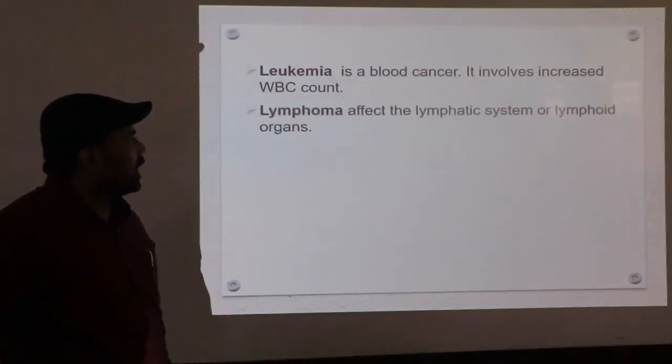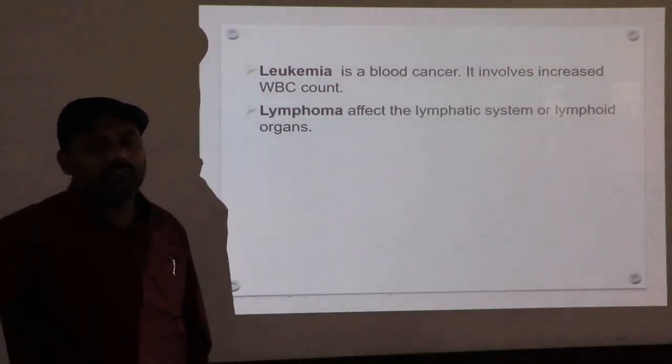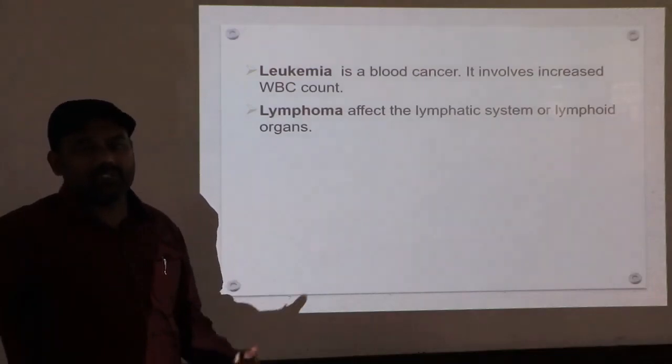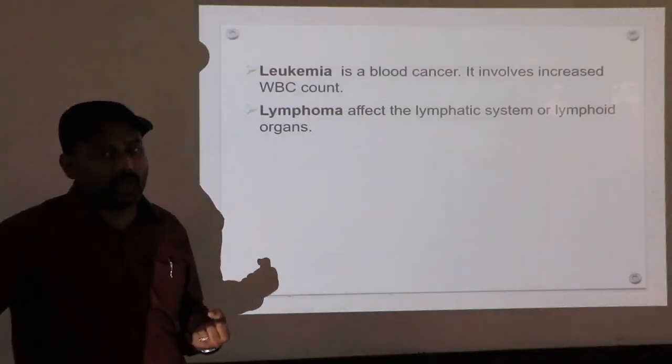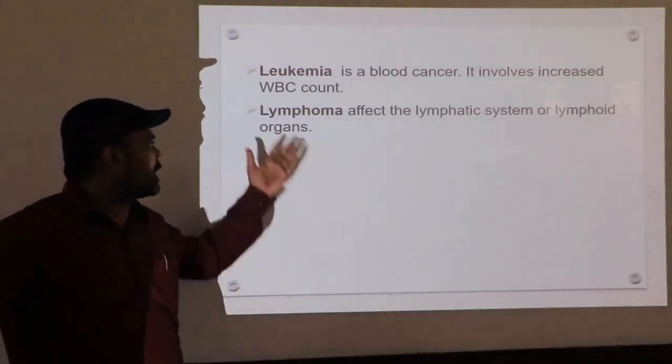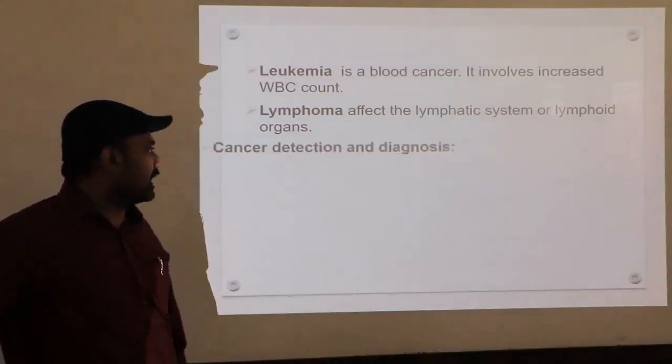Then the last one is lymphoma. That is a cancer of the lymphatic system or lymphoid organs. It may be tonsils, spleen, thymus, or bone marrow. Those cancers are simply considered lymphoma. That is, cancer of lymphoid organs.